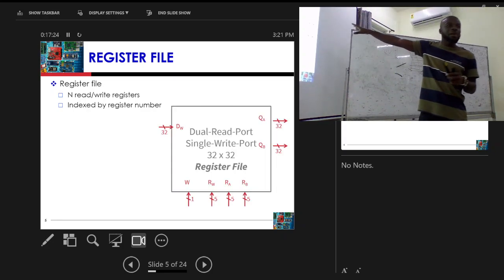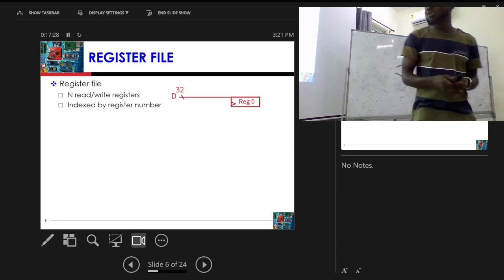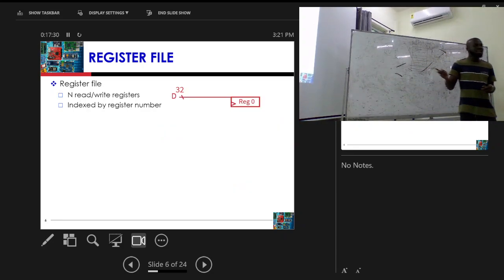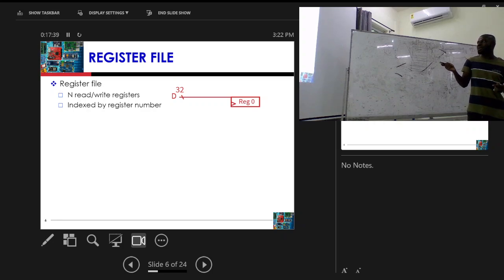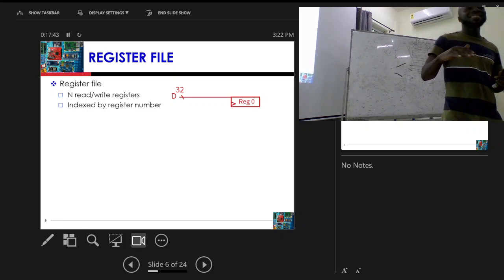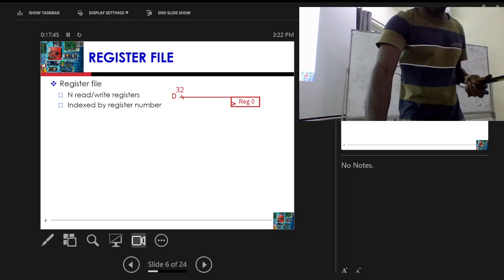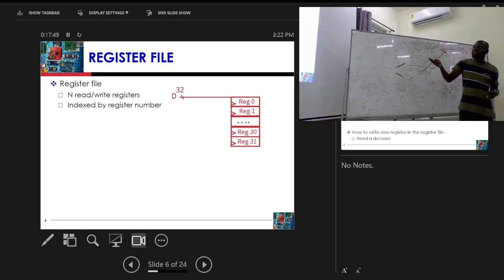So what is inside there? Your first thing is the D. The D is 32 bits. We are still dealing with our 32 by 32. So we have the 32 bits, and then we have register 0 up to what? Up to 31. So we have 32 registers here. This D is connected to all of them.